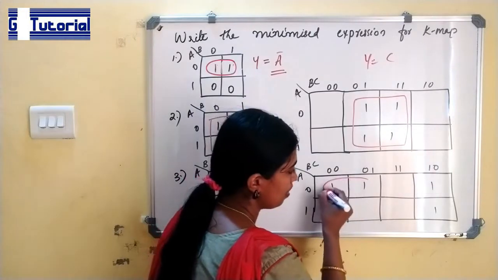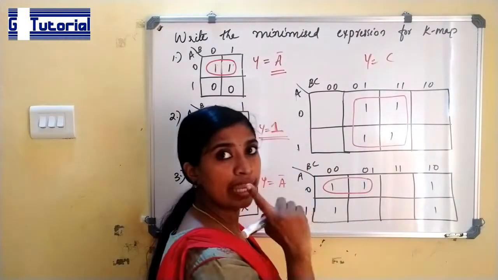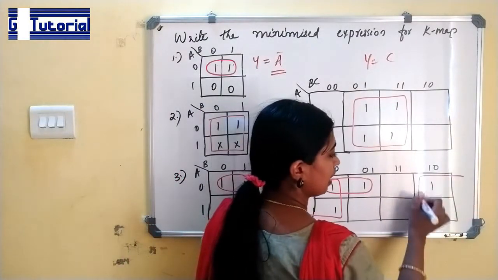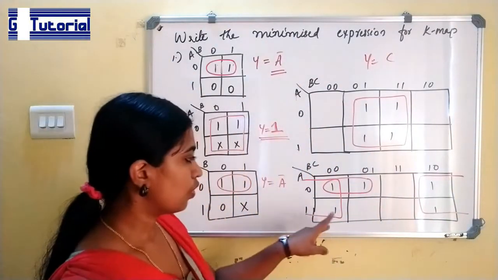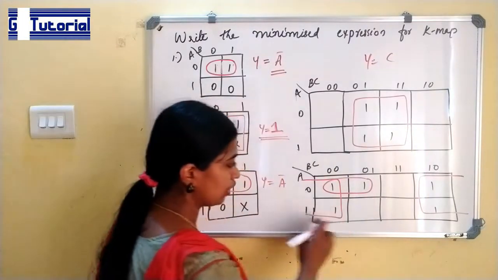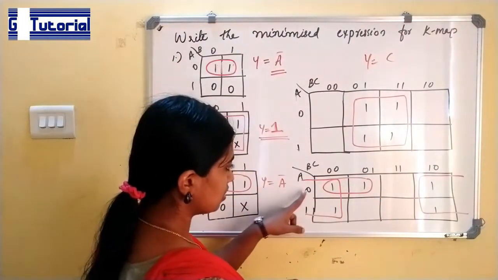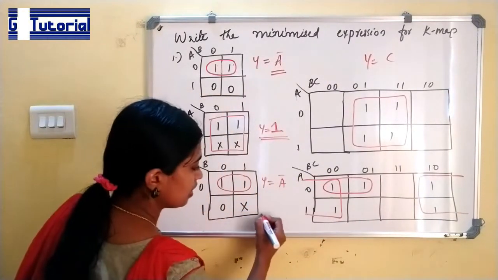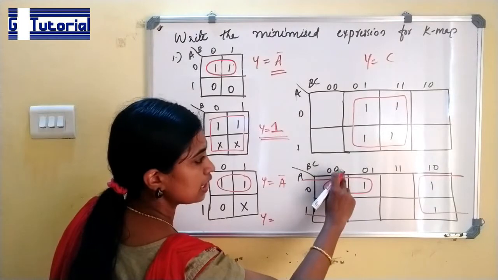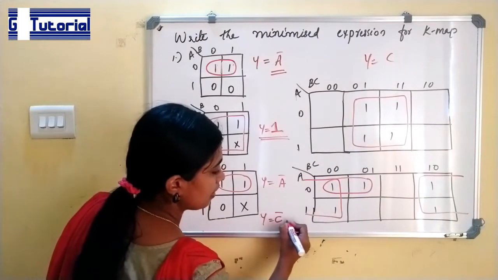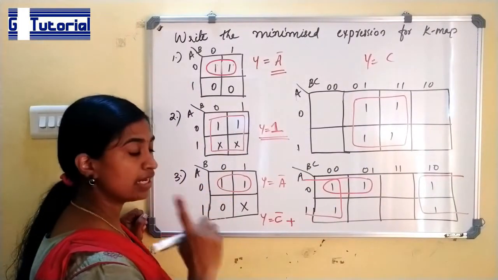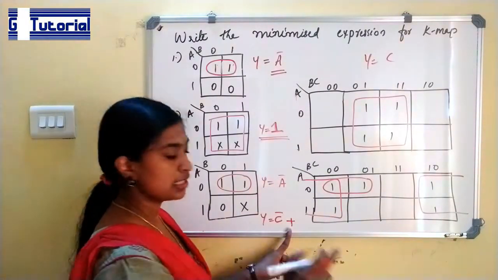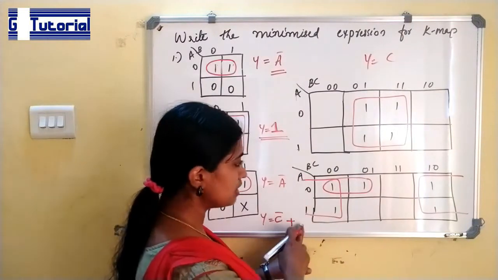Next is this question. Here you can form a pair and a quad. We have seen that the right and left edges of a K map touch each other. The equation of the quad: 0 to 1 variation is there for A and B, C is not varying, and C is equal to 0. So C bar. We are writing a sum of product expression, so plus.